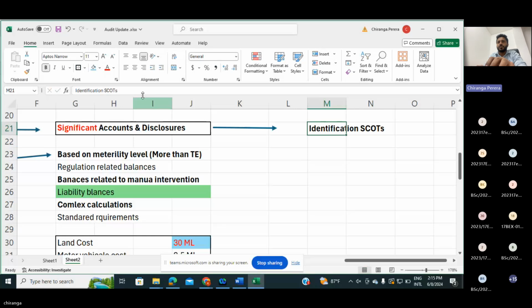What it means to you? Identification of SCOTs.